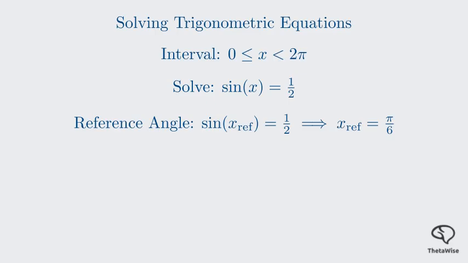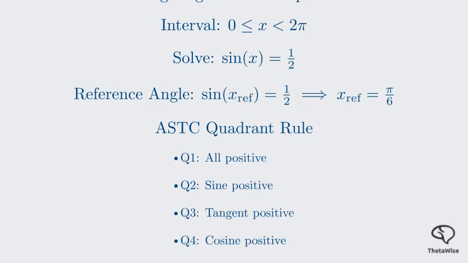The second step is to determine the quadrants where sine is positive. Remember the mnemonic, All Students Take Calculus. This tells us that all ratios are positive in quadrant I, sine is positive in quadrant II, tangent is positive in quadrant III, and cosine is positive in quadrant IV. Since sine is positive in our equation, our solutions must be in quadrant I and quadrant II.